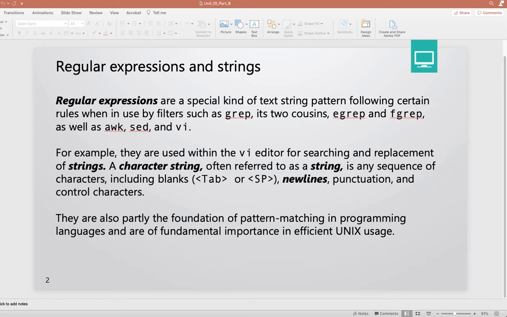A character string, often referred to as a string, is any sequence of characters. Basically, it's like a list of characters, including blanks and new lines, punctuation, and control characters. They are also partly the foundation of pattern matching in programming languages and are of fundamental importance in efficient Unix usage.